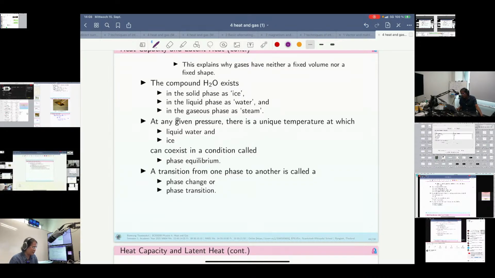And in the gaseous phase, it's called steam, or vapor. If you work in engineering, you would often hear this word steam. The temperature is around 700 degrees Celsius, something like that. At any given pressure, there is a unique temperature at which liquid water and ice can coexist in a condition called phase equilibrium. The transition from one phase to another is called phase change or phase transition.